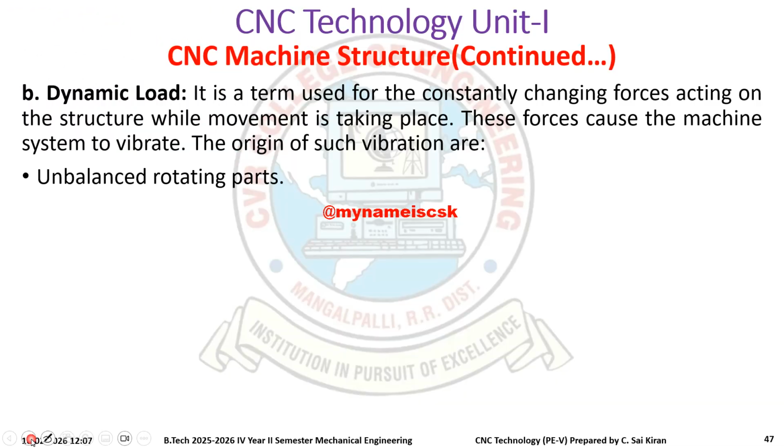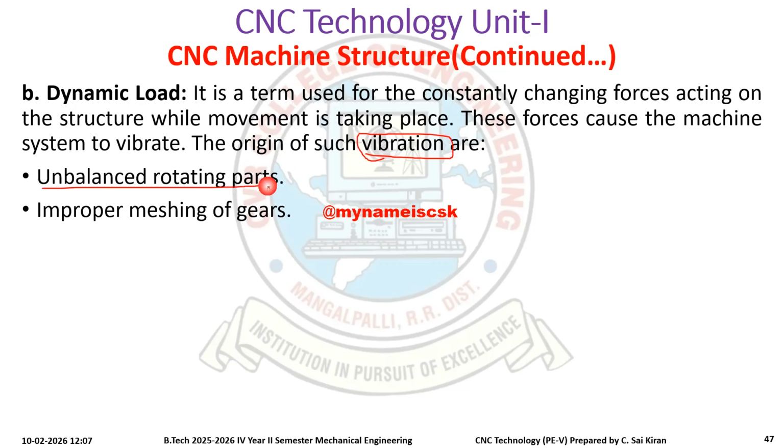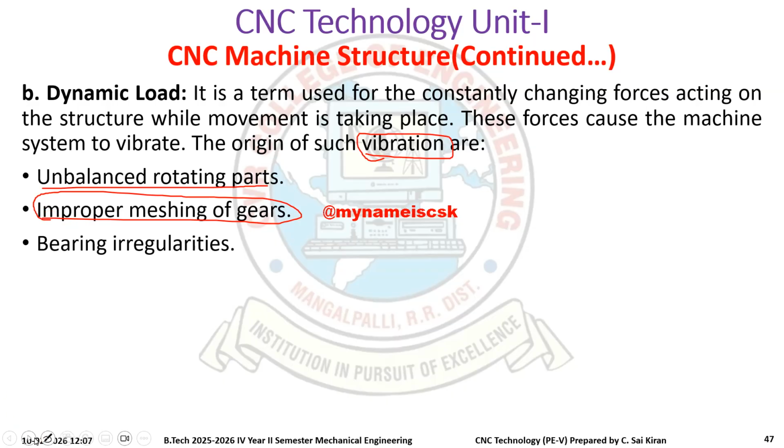Next, dynamic loads. Dynamic loads are caused by vibration. This vibration is caused by unbalance of rotating parts. When any part is rotating and it is not rotating balanced from the center, then we have an unbalanced rotating part. Those things will generate vibration. And improper meshing of gears. If two gears are in contact with each other, they should have proper meshing. If that is not there, then vibrations will be generated.